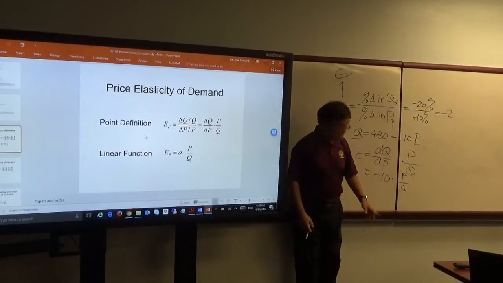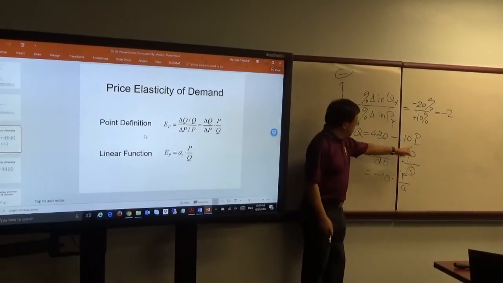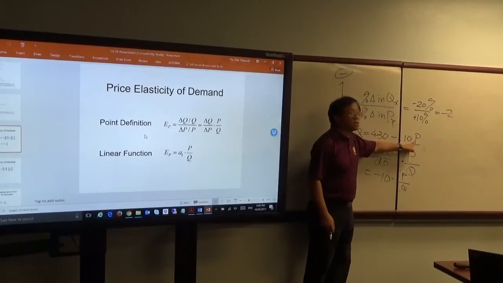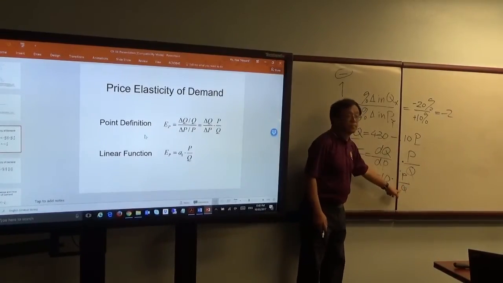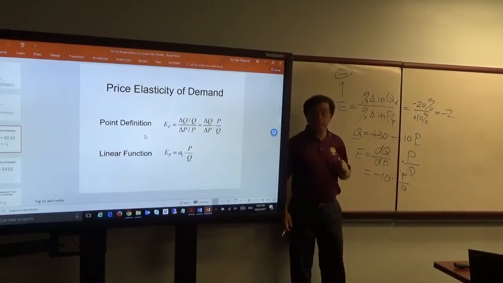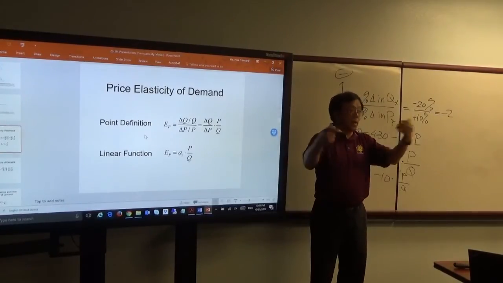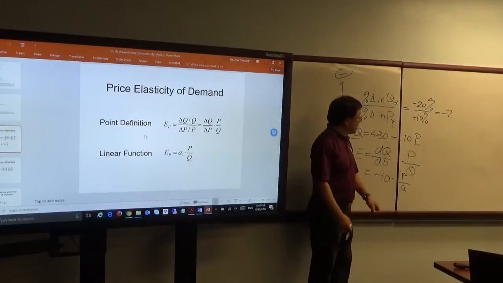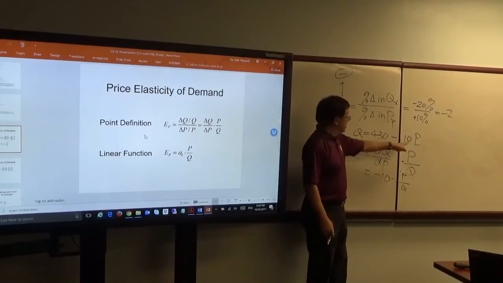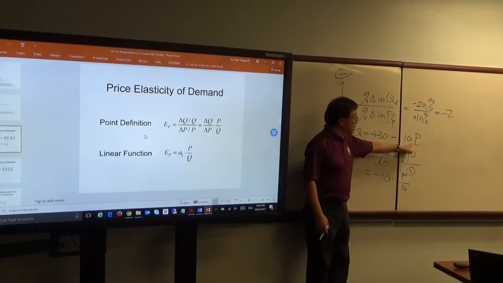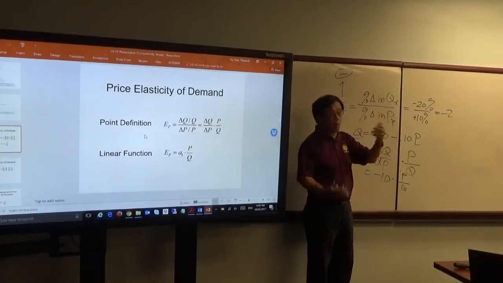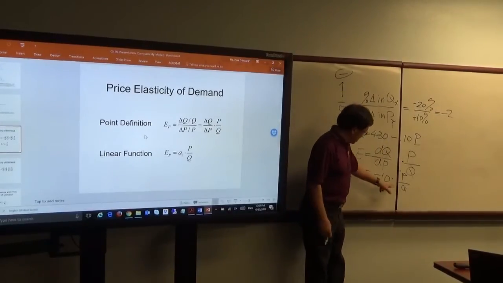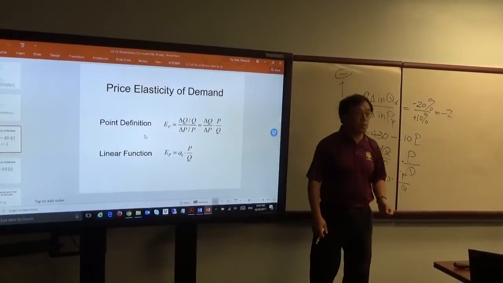Maybe you will ask me, okay, come on, what is P, what is Q? Well, for this equation, can we assume the price is equal to $1? If price is equal to $1, what's the quantity? 420? So you can get the point elasticity. Then how about the price is $10? 10 times 10 is 100, right? 430 minus 100 is 330. Quantity is 330. So can you find another point elasticity?